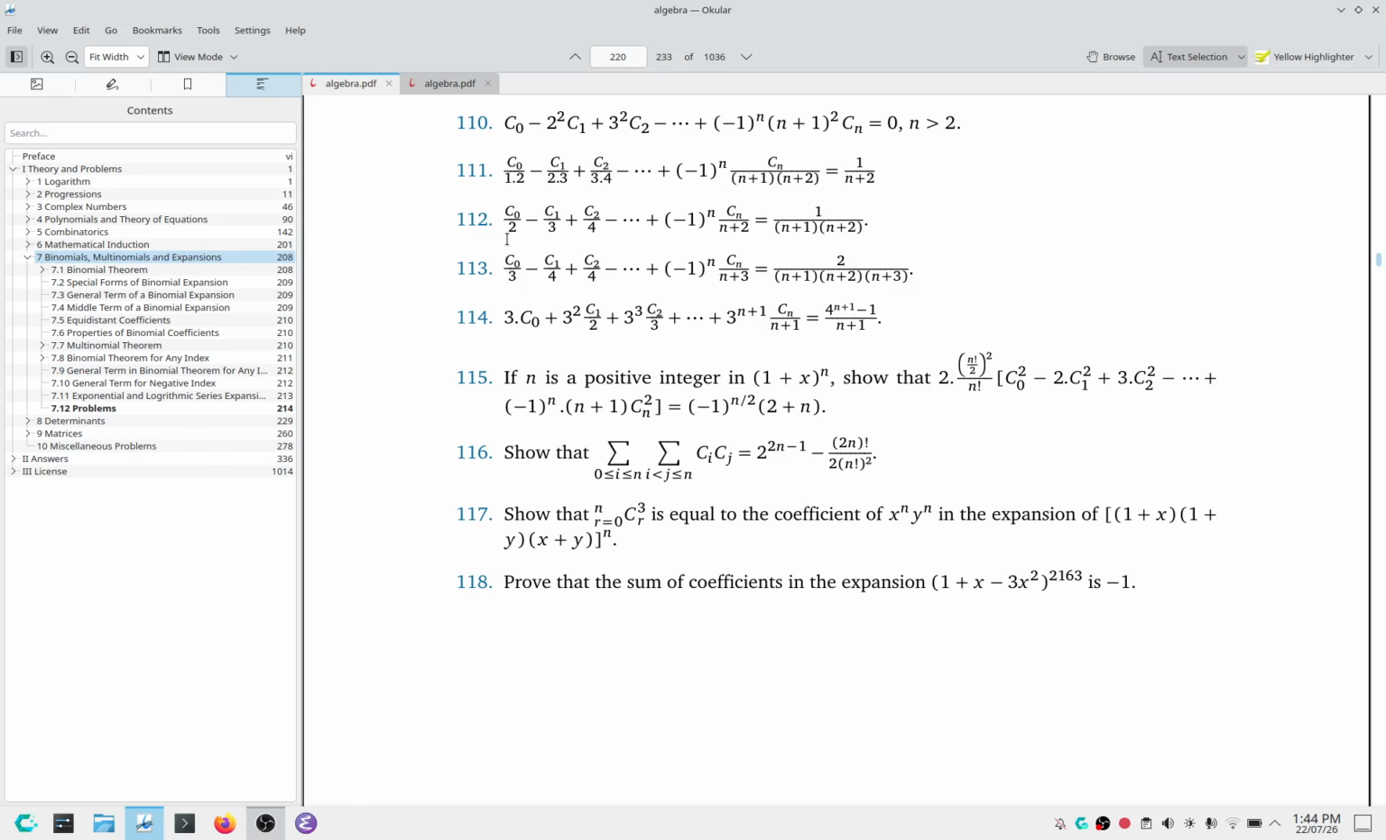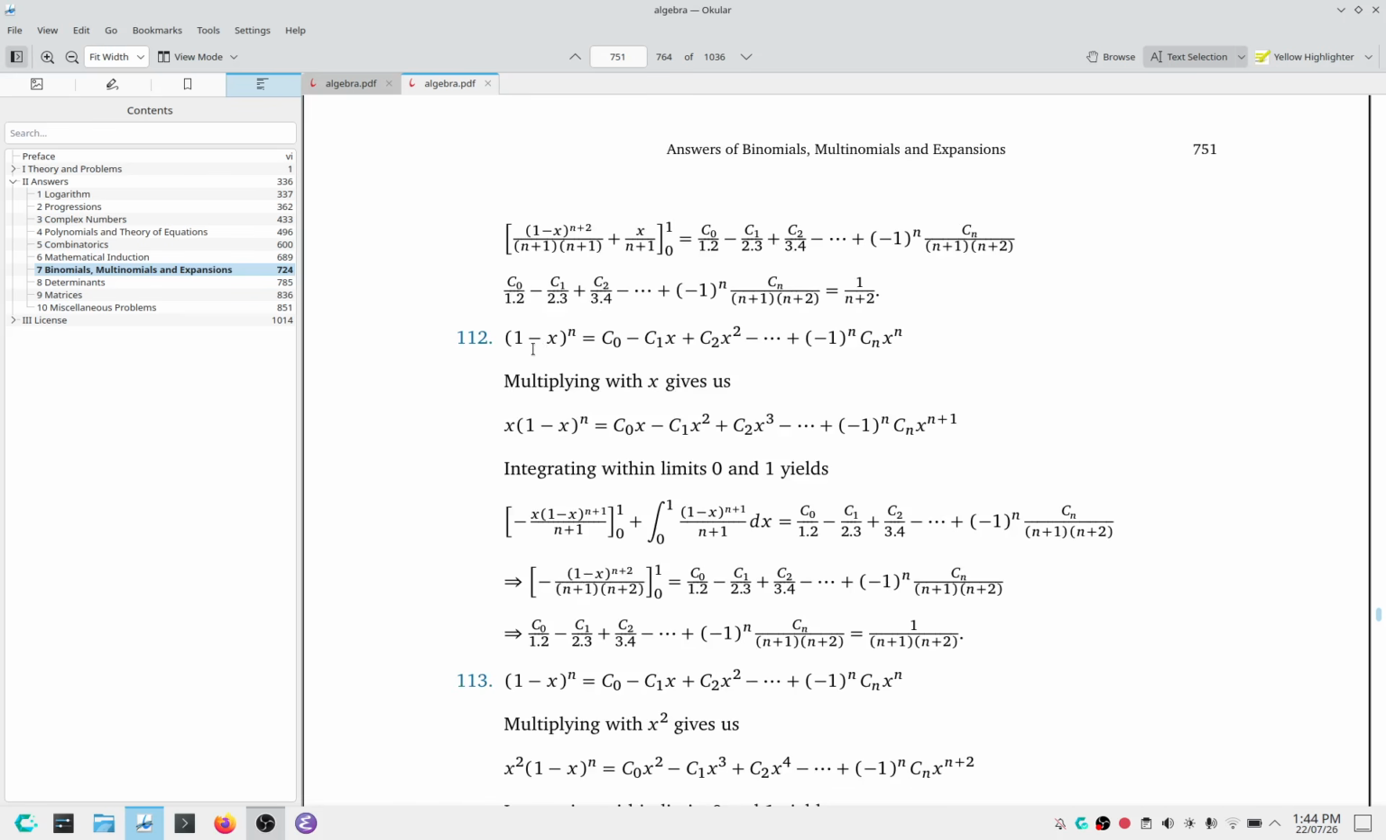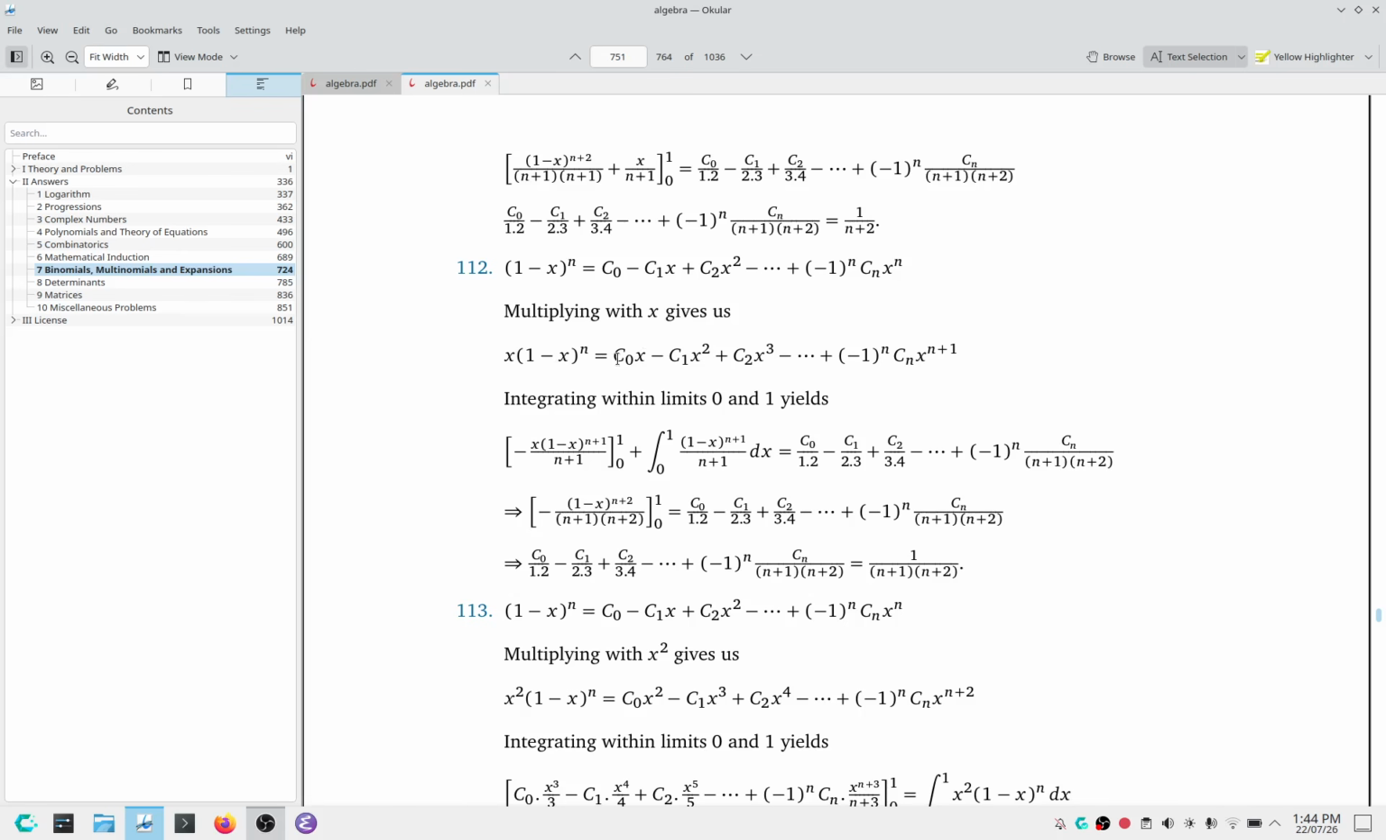Question 112 says that the given equation is C0 upon 2 minus C1 upon 3 plus C2 upon 4 and so on up to minus 1 to the power n Cn upon n plus 2 is equal to 1 upon n plus 1 times n plus 2. So we know that 1 minus x to the power n is equal to this series that we already know. We multiply by x, we get C0x minus C1x square plus C2x cube and so on.